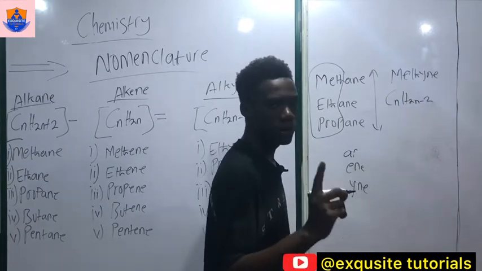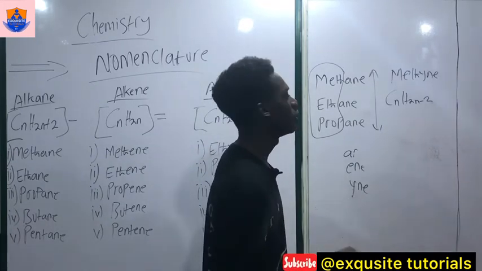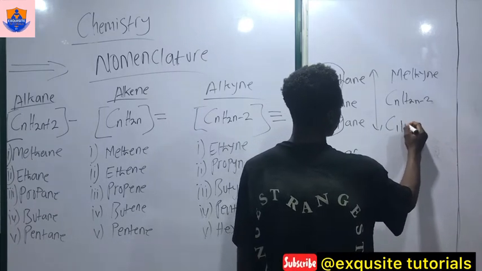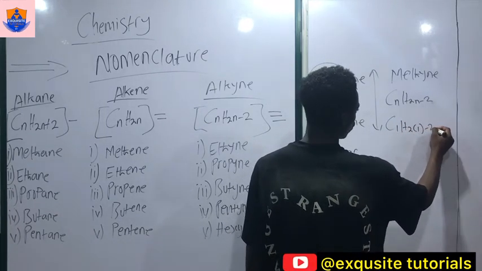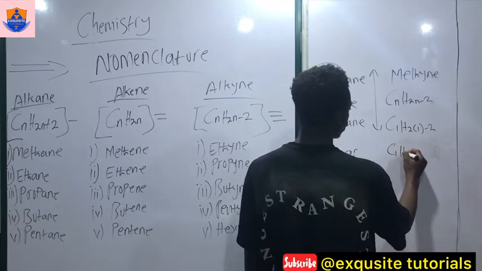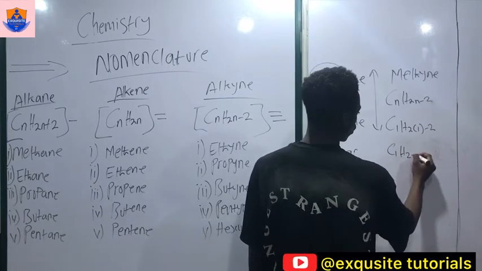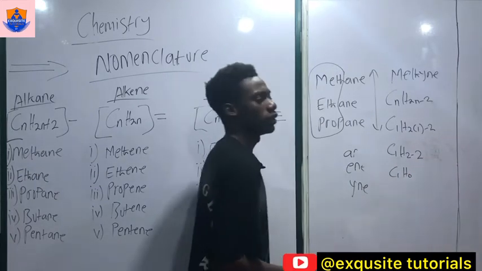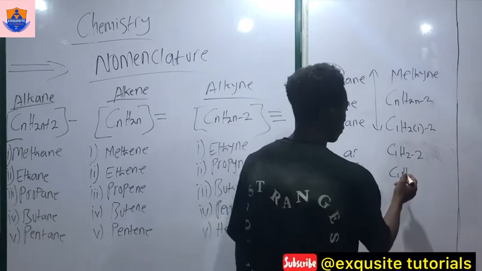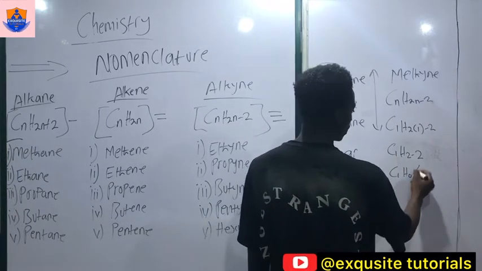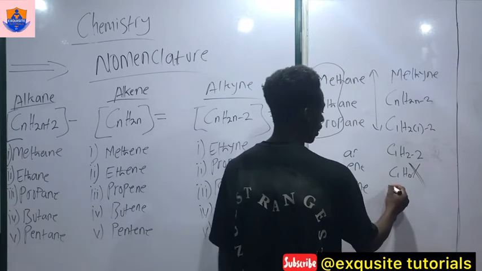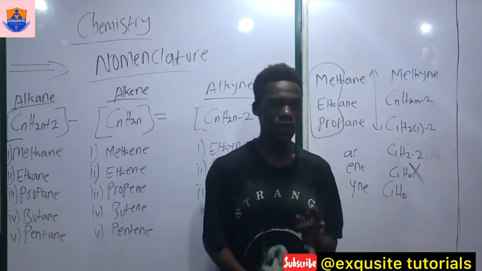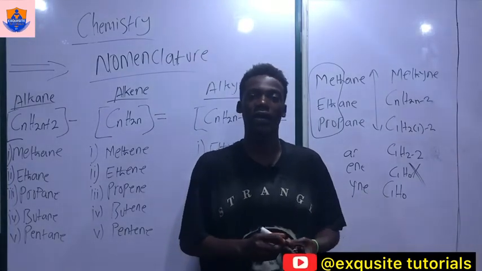So we take it to be the first member, which is supposed to be methane. So we are placing it in where we see n. We have C1H2 into 1 minus 2. So we have C1H 2 times 1, which is 2, minus 2. So we have C1H0. There is no zero hydrogen molecule, so this can't be possible. So we can't have C1H0. That's why methane is not the first member of the alkynes.